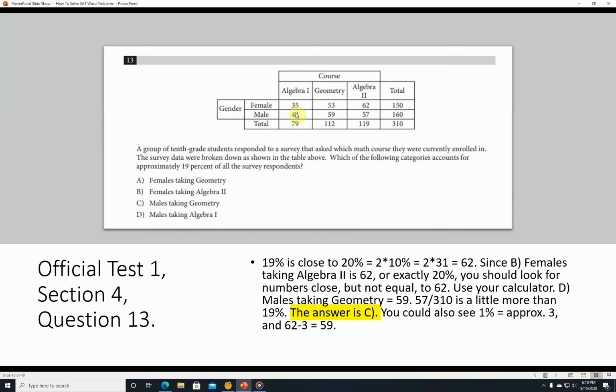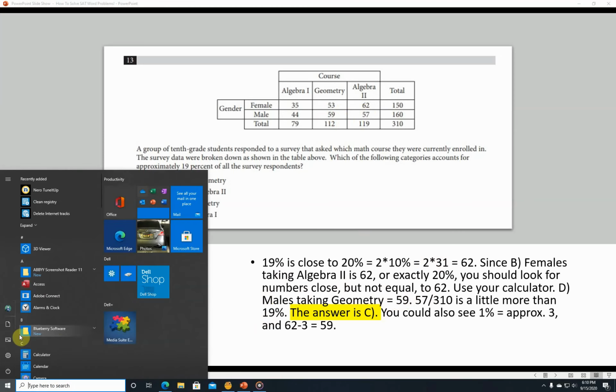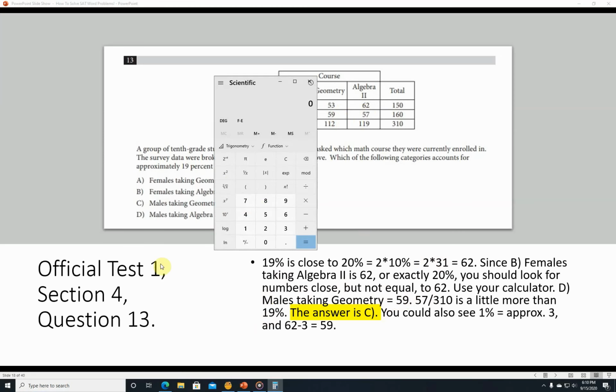So since B, the females taking Algebra 2, is 62, you might be tempted to just say, oh, that's it. That's easy. Not so fast. Use your calculator. Let's look for ones that are close. You have males taking geometry. That's 59. So we know that 57 over 310 would be a little bit more than 19% for the males taking Algebra 2. So how do we know which is which? Well, you're allowed to use your calculator, so go ahead and do it.